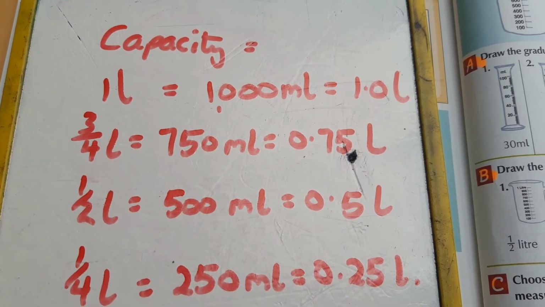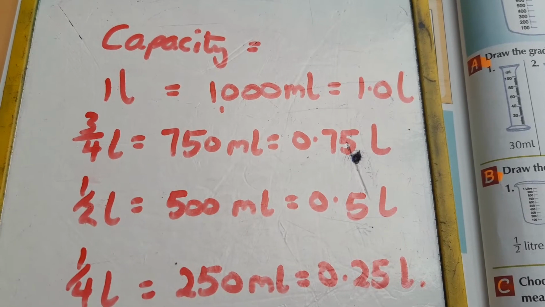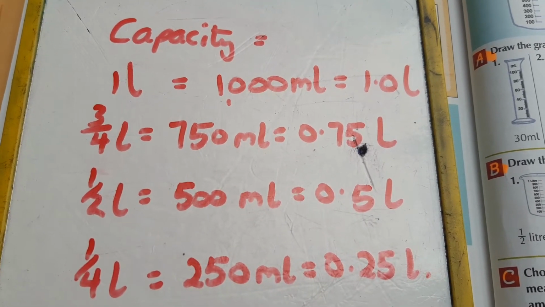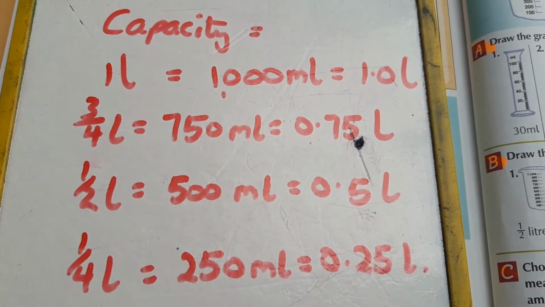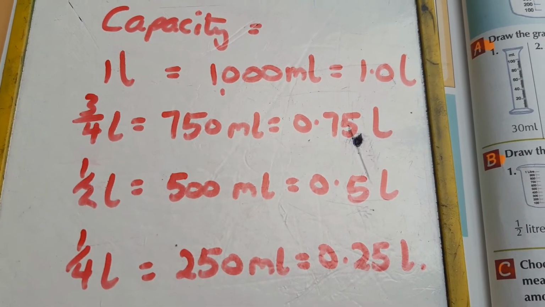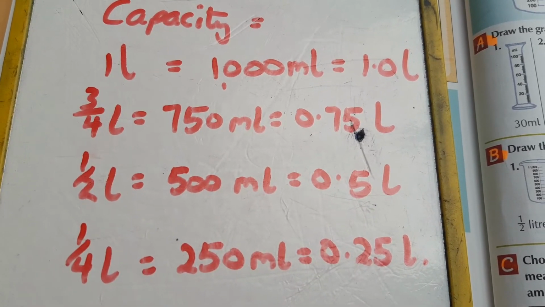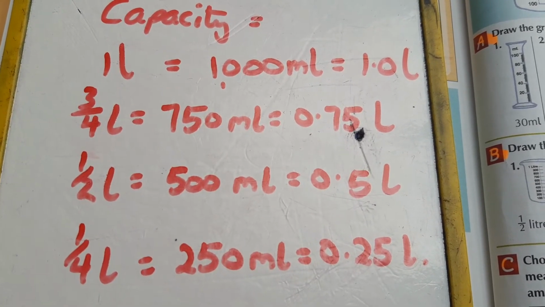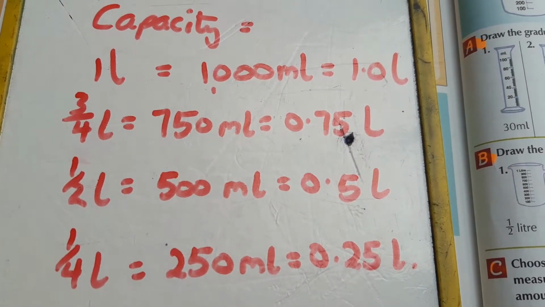1 litre is 1,000 millilitres, and written as a decimal fraction, that's 1.0 litres. 3/4 of a litre is 750 millilitres, which is equal to 0.75 litres. Half a litre is 500 millilitres, equals 0.5 litres. And a quarter of a litre is 250 mils, equals 0.25 litres. So if you can write that in your maths copybook first.